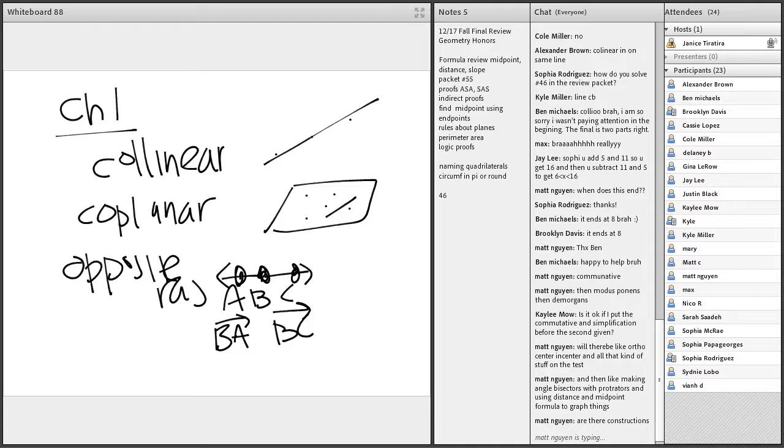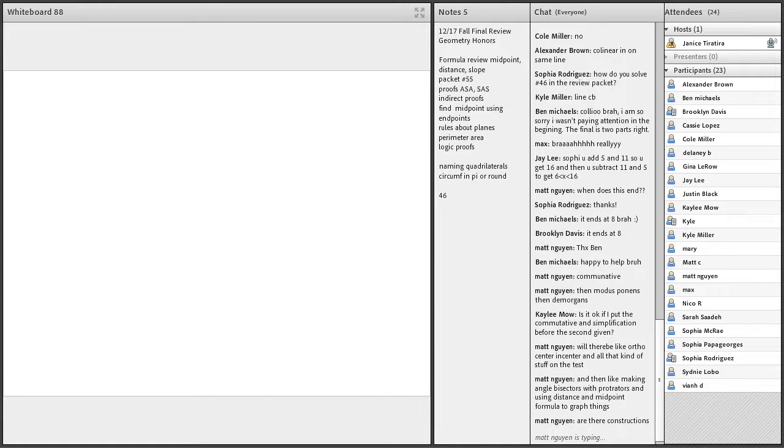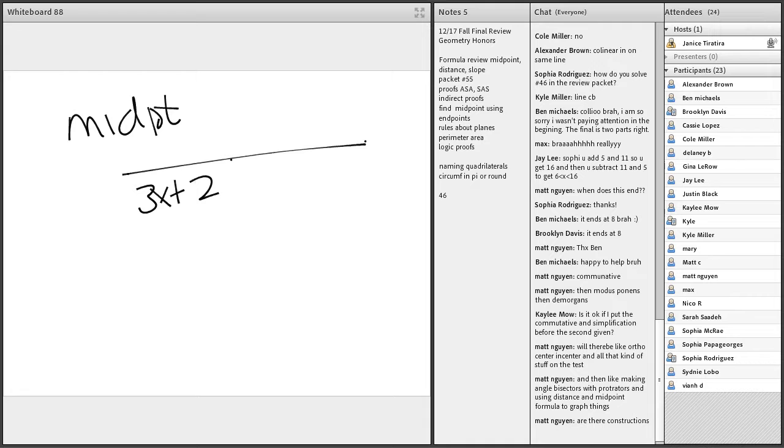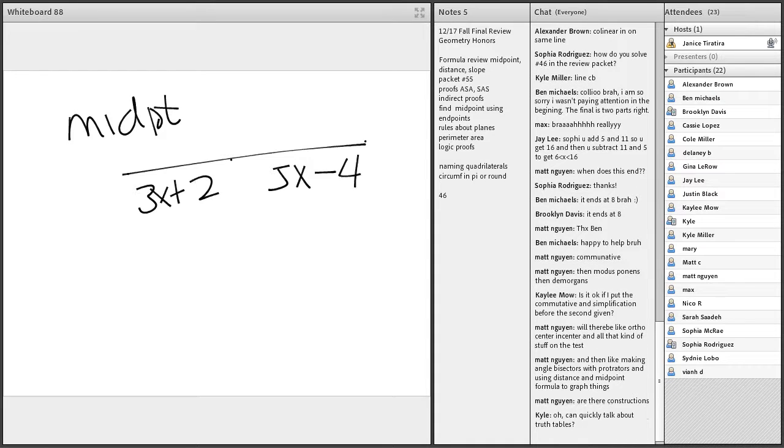Continuing chapter 1. You need to know how to find midpoint. If you have not even a coordinate, like 3x plus 2 versus 5x minus 4 or something, you have to find the midpoint. So you got to calculate x. They're equal to each other. Solve for x, then plug it back in, okay?